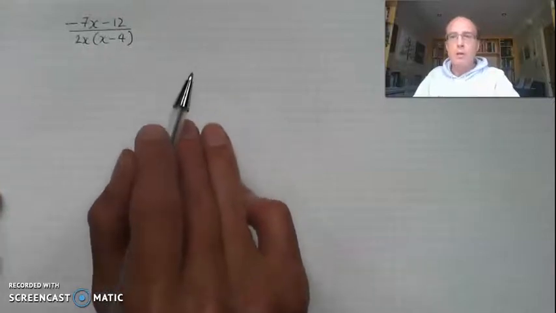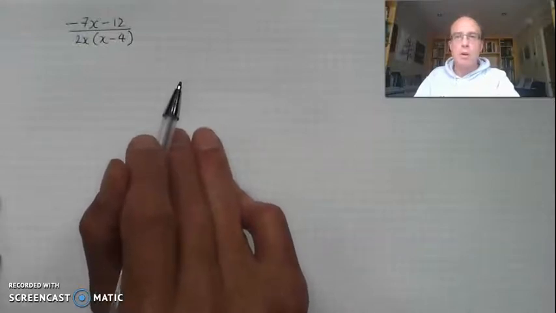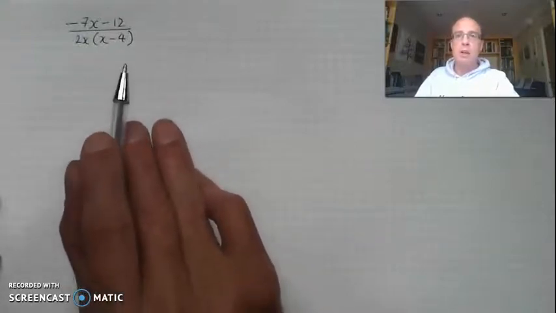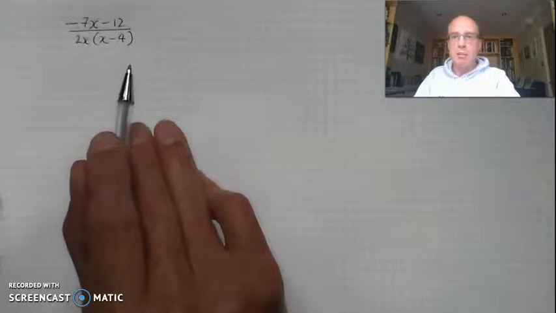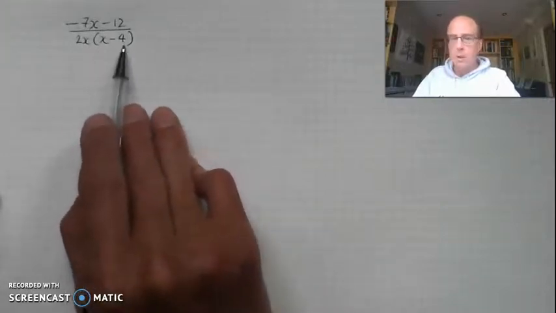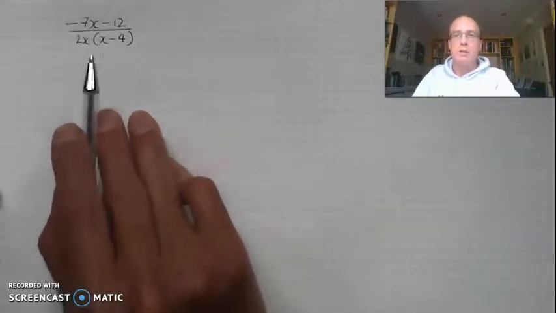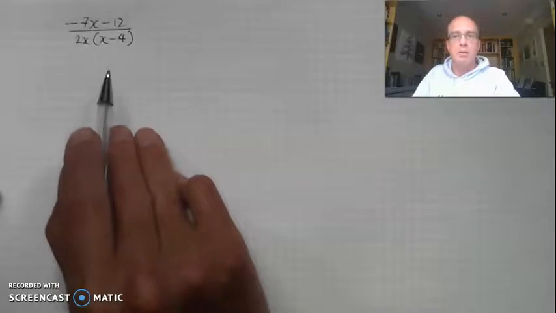Hello, hopefully you've already watched Miss Saunders' video on partial fractions. I thought it might be worth working through a second example. This one, if anything, is a little bit easier than the one that Miss Saunders did. I've only got two terms in my denominator here, and that's going to make it a little bit easier than the three terms that Miss Saunders had in her example.